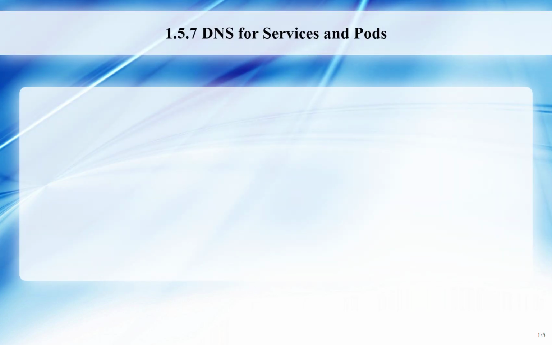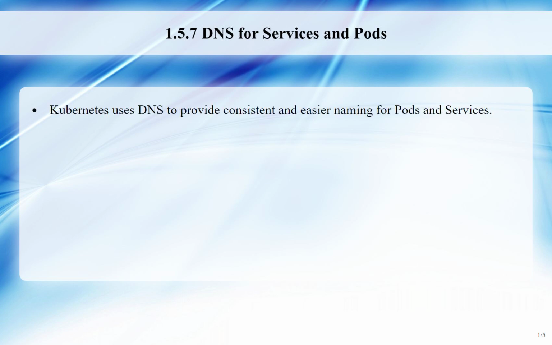Chapter 1.5.7 DNS for Services and Pods. Kubernetes uses DNS to create records for both services and pods, allowing for consistent DNS names to be used instead of IP addresses. The information about pods and services is used to program DNS, and Kubelet configures pods' DNS so that running containers can look up services by name.